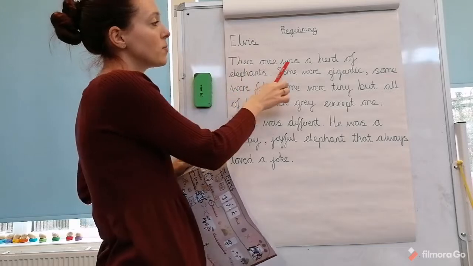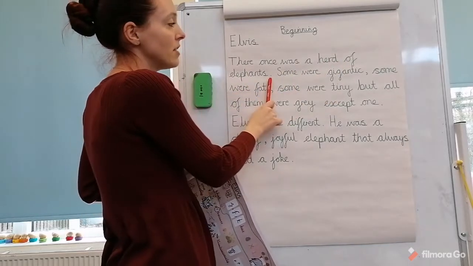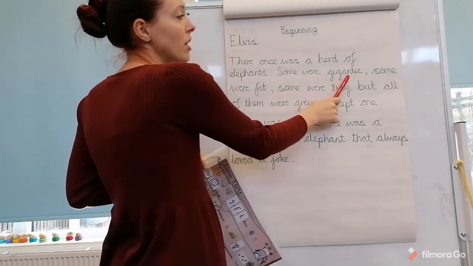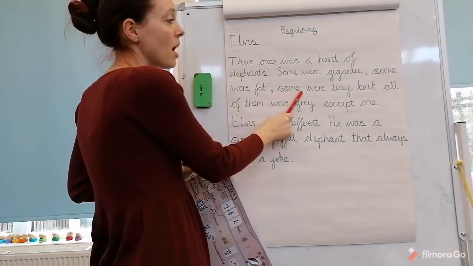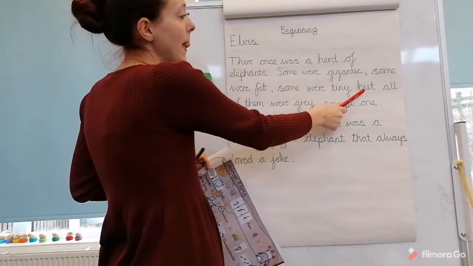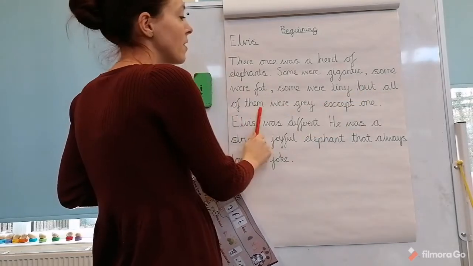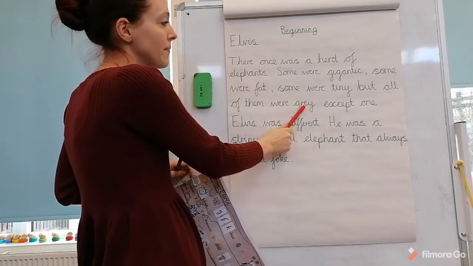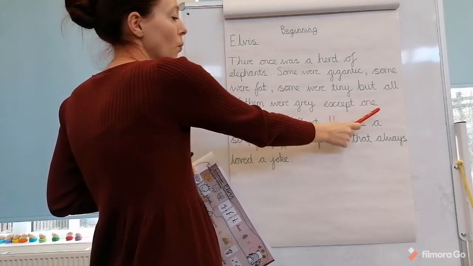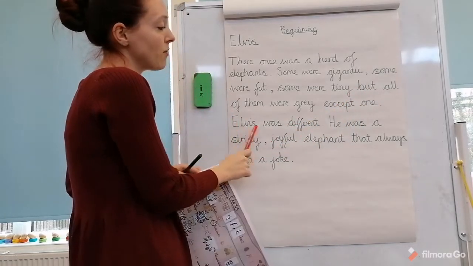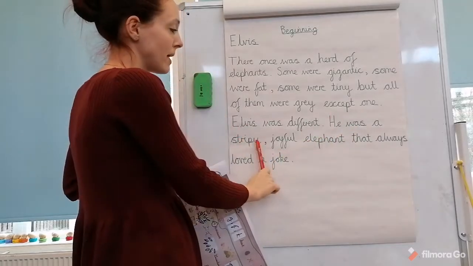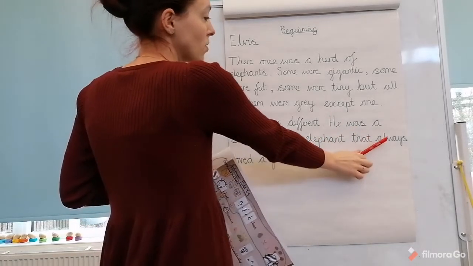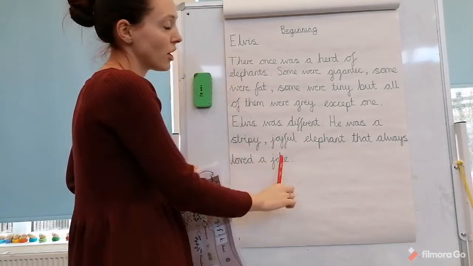Elvis. There was once a herd of elephants. Some were gigantic, some were fat, some were tiny, but all of them were grey, except one. Elvis was different. He was a stripy, joyful elephant that always loved a joke.